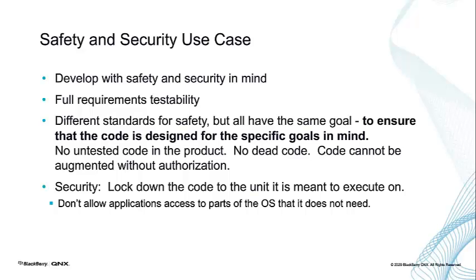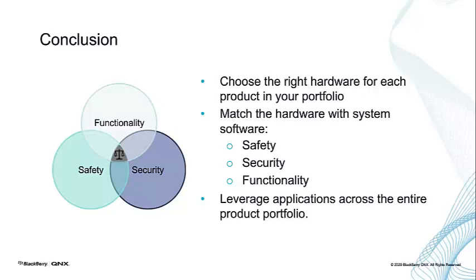Now, talked about a few things here. Really, it's about choosing the right hardware for your product in your portfolio. Maybe you have several different products. You want to ensure that you've got that right mix, and then match the hardware with the system software from a safety perspective, from a security perspective, and a functionality perspective. And then leverage the applications across the entire product portfolio. If you have a low-end unit and you have a high-end unit, being able to leverage that across your portfolio of products.